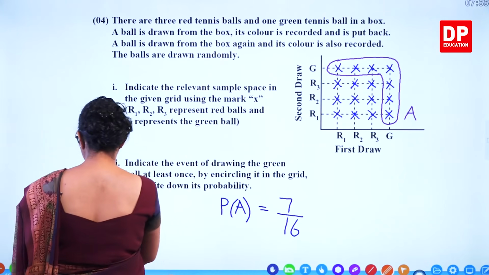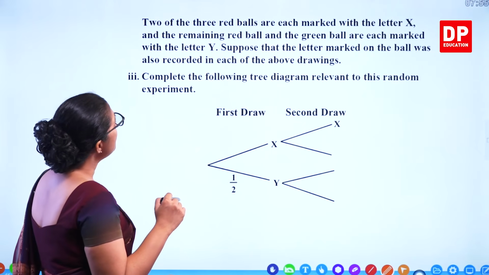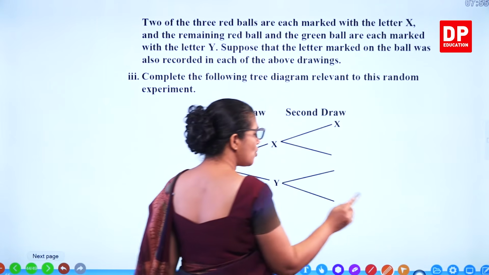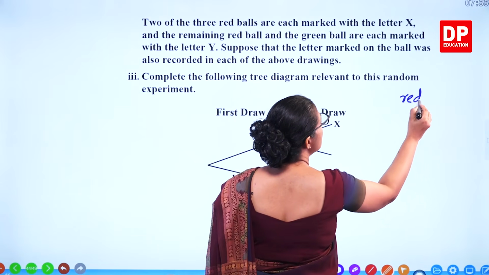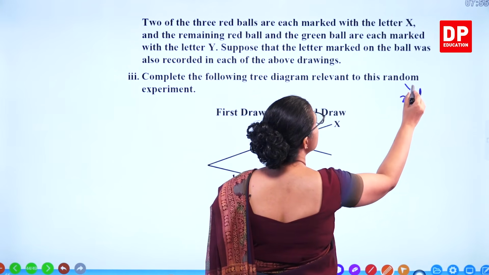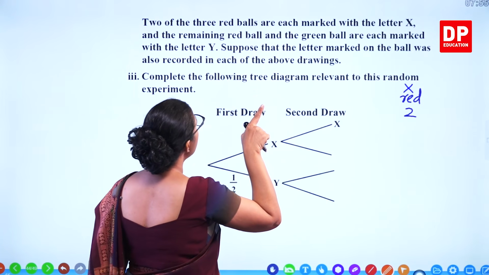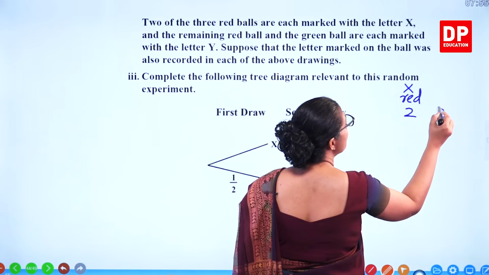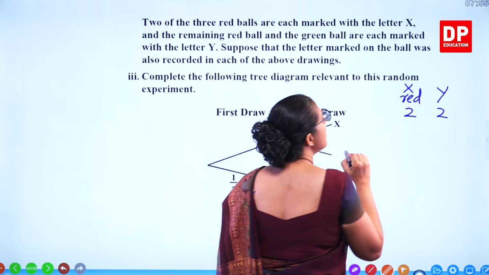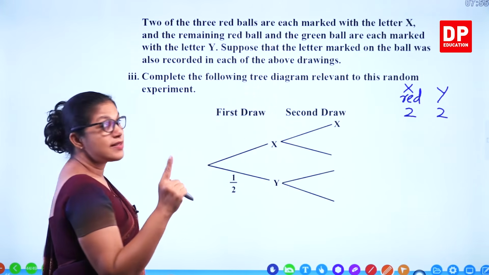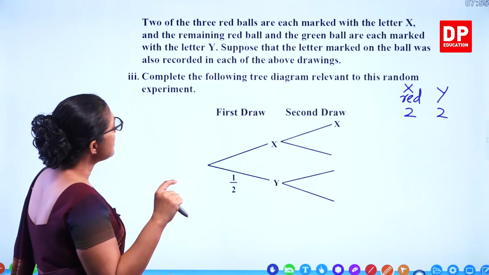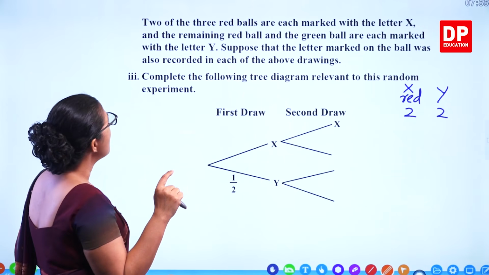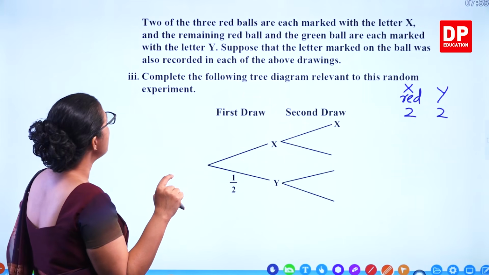And the next one, 2 of the 3 red balls are each marked with the letter X. So there are 3 red ones now. So 2 reds, you get X. And 1 remaining red and the green ball each marked with letter Y. So again 2 there, 1 red and 1 green. Now this is X and Y. Suppose that the letter marked on the ball was also recorded in each of the above drawings. Complete the following tree diagram relevant to this random experiment.